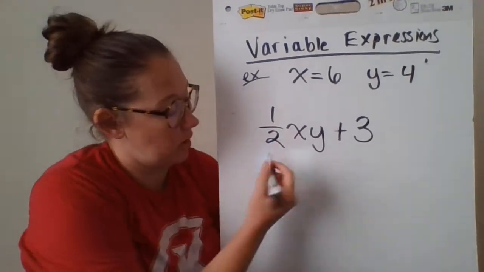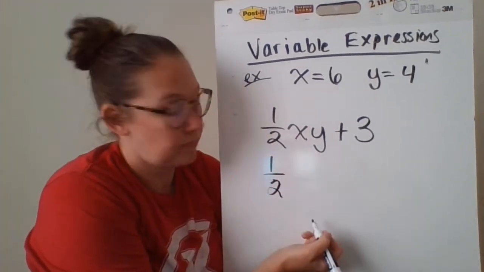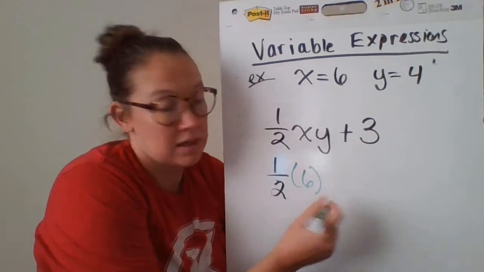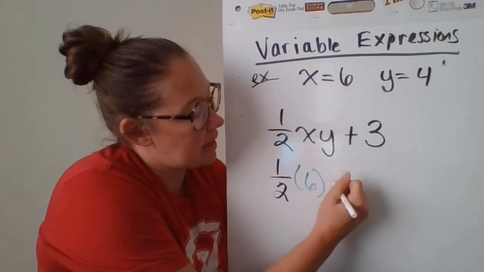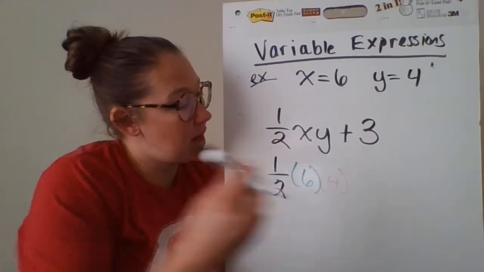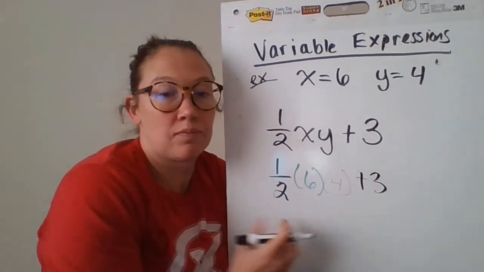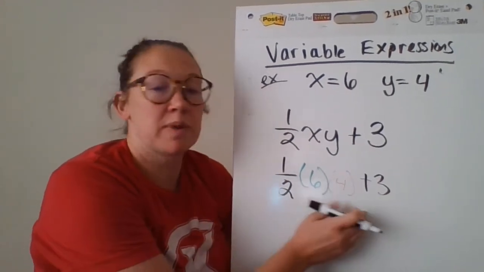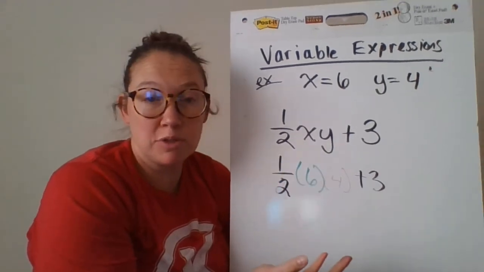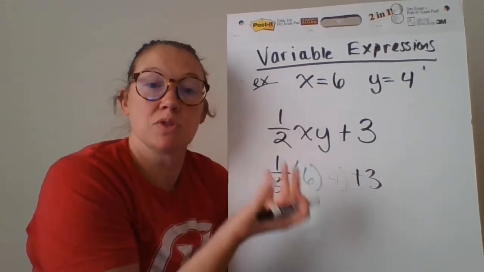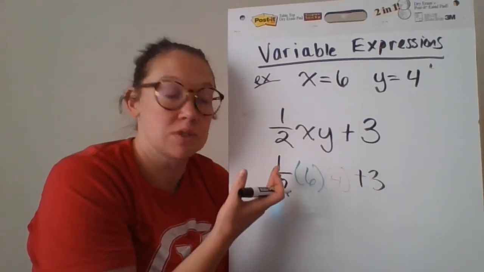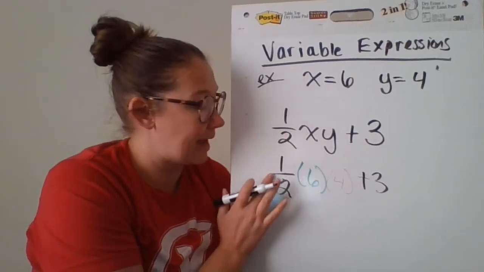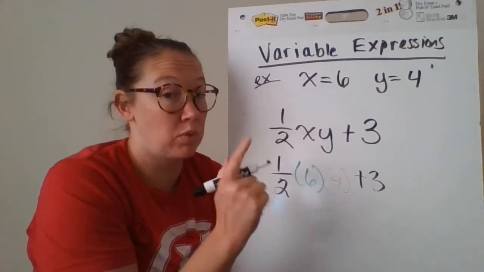So I still have 1/2 over here. Okay. But now instead of x, I'm going to do times 6. And instead of y, I'm going to sub in a times 4. And then I'm going to add 3 here at the end. All right, so multiplication, you just multiply straight across left to right. So you could, because multiplication is what we call commutative, which means you can switch it around. 2 times 3 is the same as 3 times 2. I could multiply my 6 and 4 here and then find half of that. Or I can take half of 6 and then multiply that by 4, which is what I'm going to do.